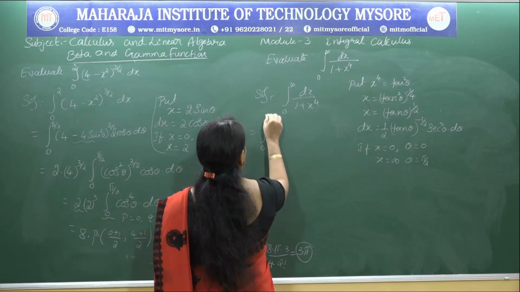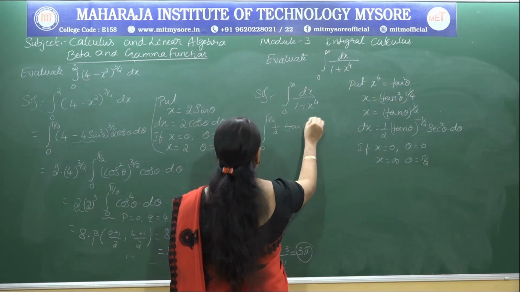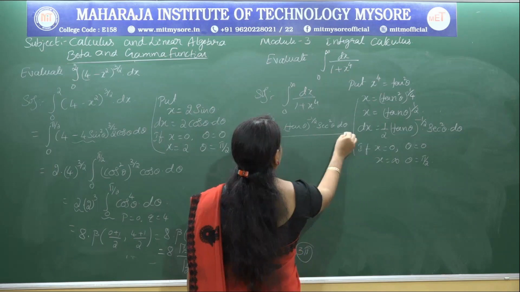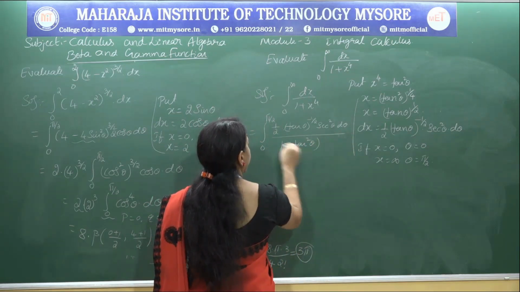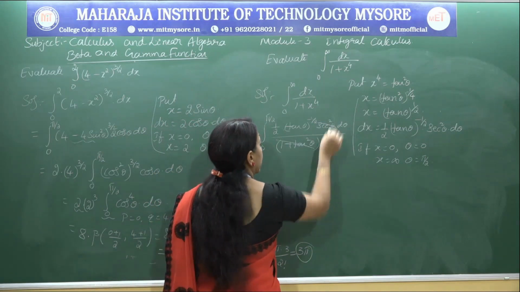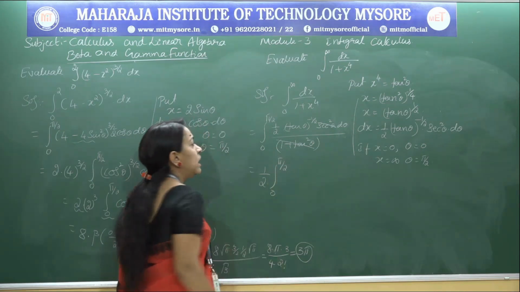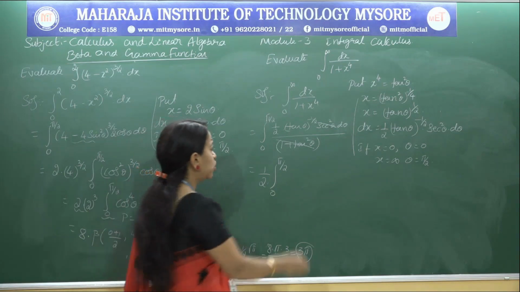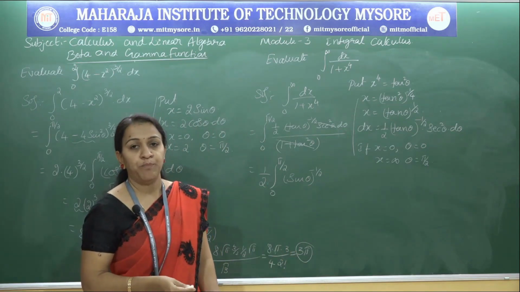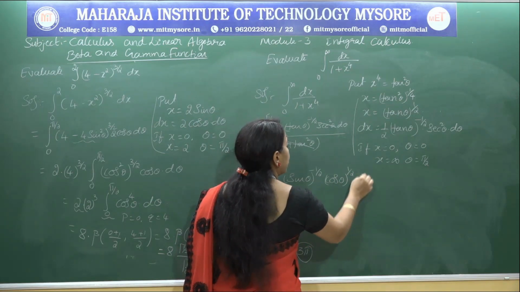So replace the values, that is the integral 0 to pi by 2. dx is 1 by 2 times tan theta to the power of minus 1 by 2 into secant square theta d theta, whole divided by 1 plus tan square theta. So we know the standard trigonometric formula, that 1 plus tan square theta is nothing but secant square theta. So I can cancel that. We are left with 1 by 2 times the integral 0 to pi by 2. Tan theta can be replaced in terms of sine and cos, so that sine theta whole to the power of minus 1 by 2 by cos theta to the power of minus 1 by 2. If I consider that in the numerator, then the power will be positive, that is cos theta to the power of plus 1 by 2 d theta.